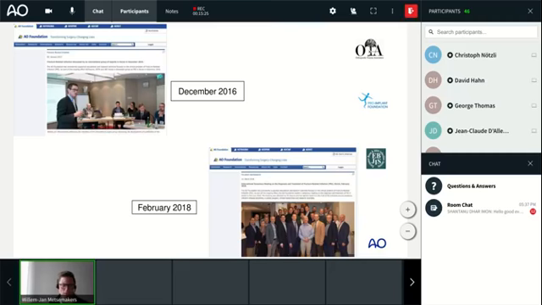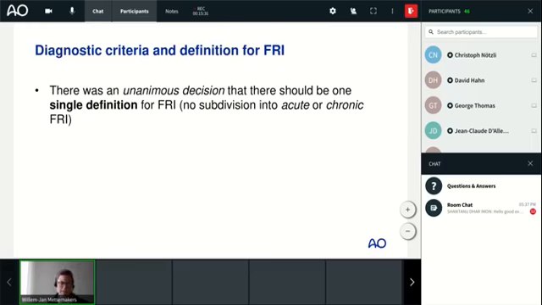And one of the big topics were the diagnostic criteria to really define fracture-related infection. So let's go through that step by step and see what were some interesting decisions that were made during those 2 meetings. And first of all, it was a unanimous decision that there should be only one single definition for fracture-related infection. So we have no subdivision between acute and chronic.